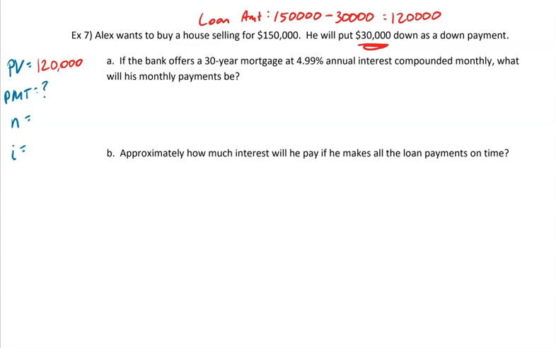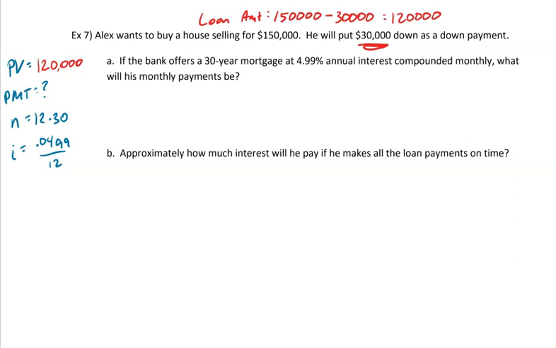Our payment, we don't know. That's what we're going to be looking for. N is 12 times 30. And then I is going to be, sorry, not 4.0499 but 0.0499 over 12. Again, this one does not divide nicely, so we're just going to leave it like that whenever we plug it into our formula.